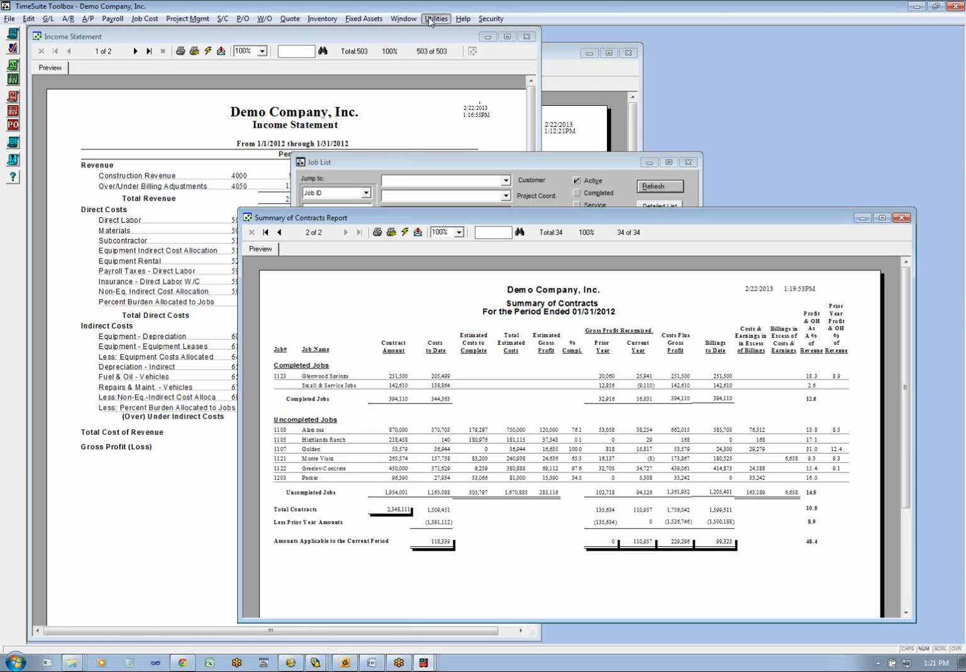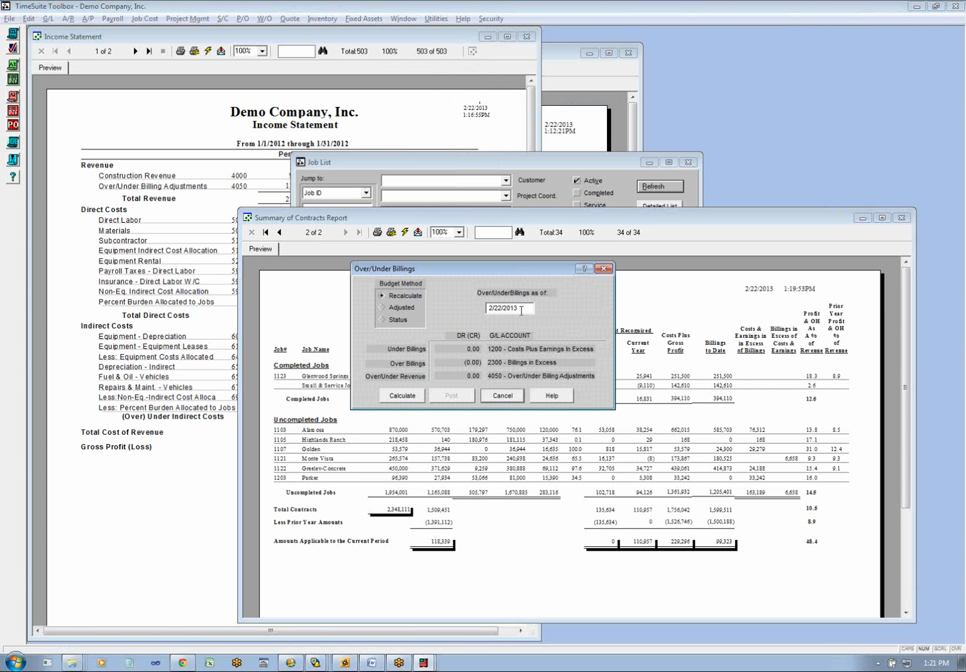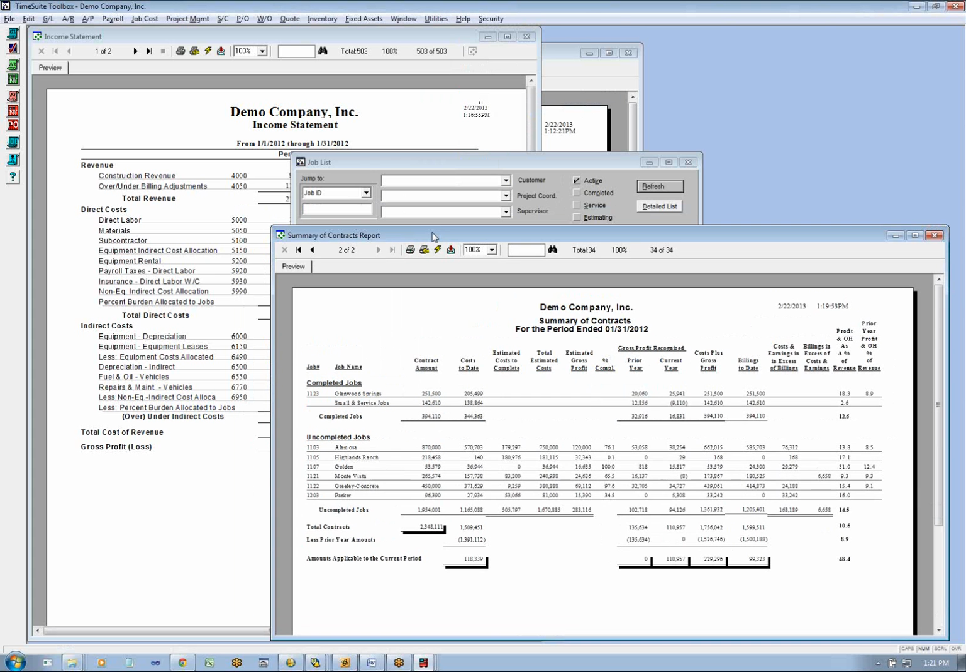So if I can quickly reaccrue my over under billings and tie in. The time and material cost plus jobs, the system does an exceptional job with them. And that's an area that can be complicated to try to tie out your over under billings on a time and material job.